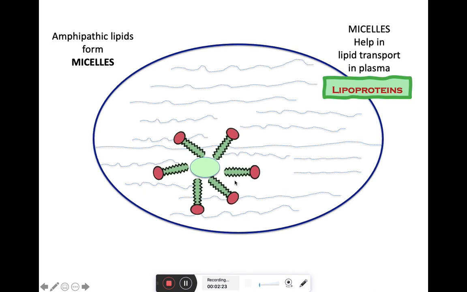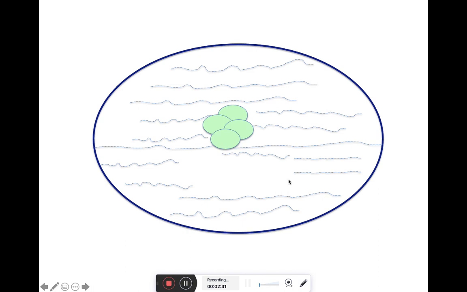Lipoproteins are basically micelles: the VLDL, LDL, HDL, chylomicrons. These lipoproteins, which transport various types of lipids in plasma, are basically in the micellar form. So this is a very important physiological role played by the amphipathic lipids forming micelles.